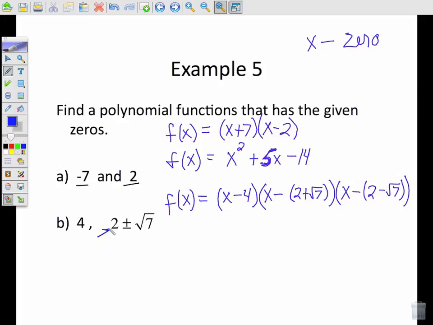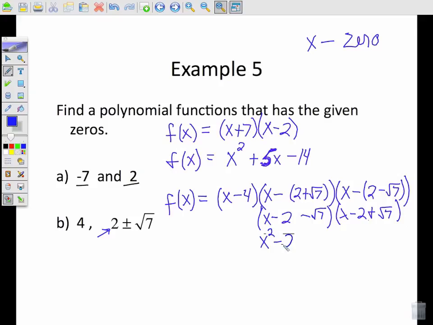All right, because these are two zeros that go together, anytime that you have an irrational 0, there's always a pair of them because of the plus and minus. I'm going to FOIL those parts together. Before I FOIL, I'm going to take care of the sign: x minus 2 minus the root 7, and then I've got x minus 2 plus the root 7. Let's go ahead and FOIL these.